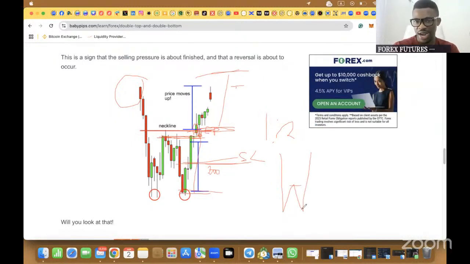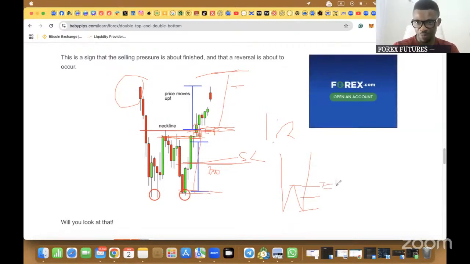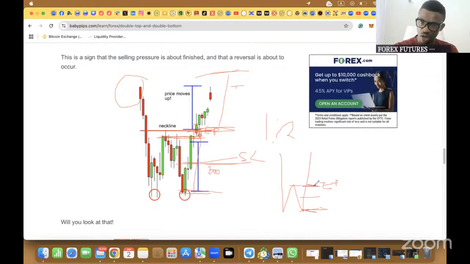So if this is your neckline, this is your starting point, and then this is your stop loss. Then the take profit, this is your entry. The take profit will be the same size from the bottom to the top. If it's 100 pips, the same size from the entry to the take profit will give you 100 pips. That is how to trade the pattern, double bottom.